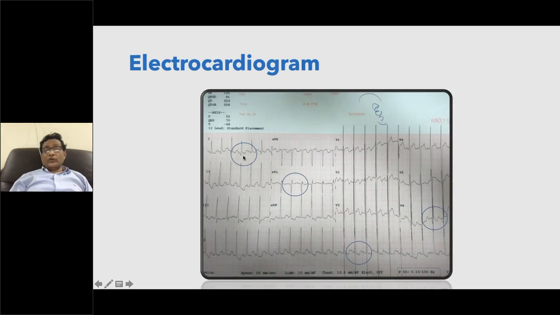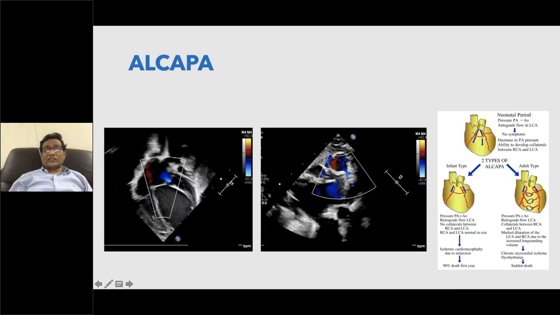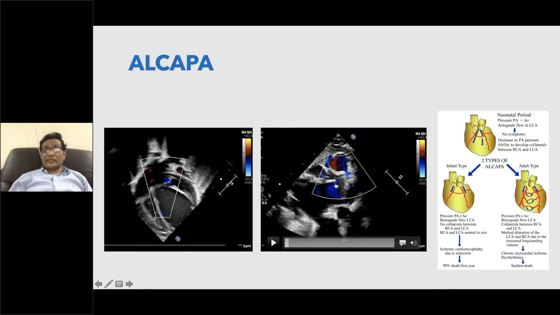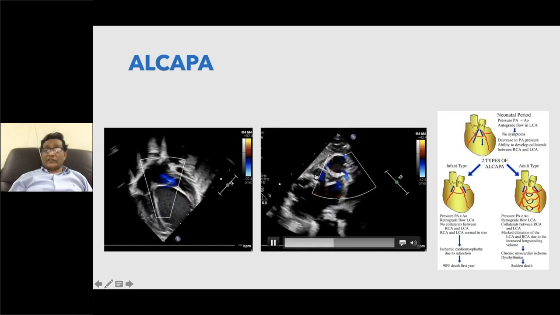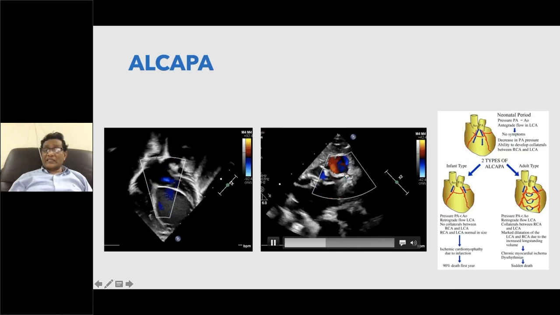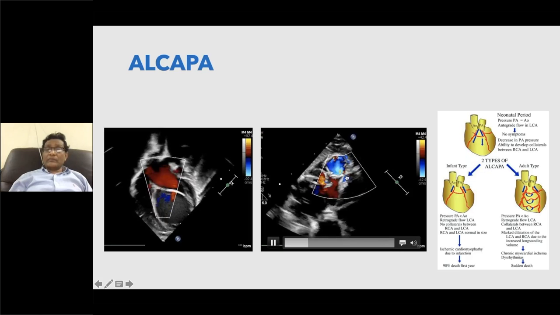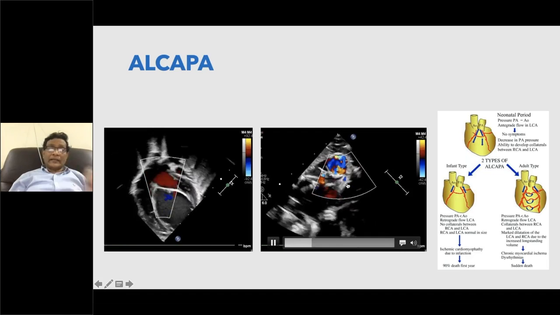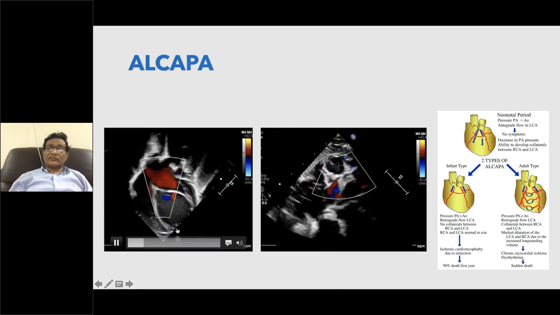Now you can see Q waves in L1, aVL, V5 and V6. Whenever you have ECG Q waves like this in the presence of a gallop in an infant, please rule out ALCAPA. ALCAPA is a condition called anomalous origin of the left coronary artery. Here you can see this is the pulmonary artery, this is the aorta. The left coronary artery is arising from the pulmonary artery, and then actually there is a steal. The right coronary artery is the only one supplying the heart.